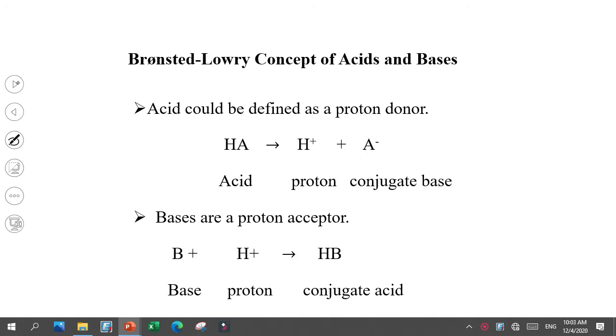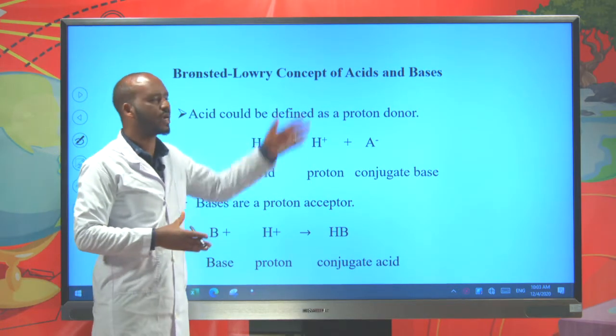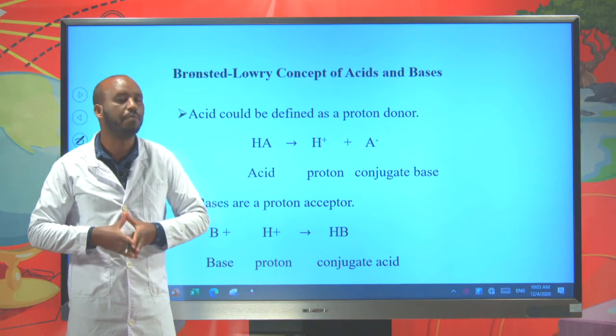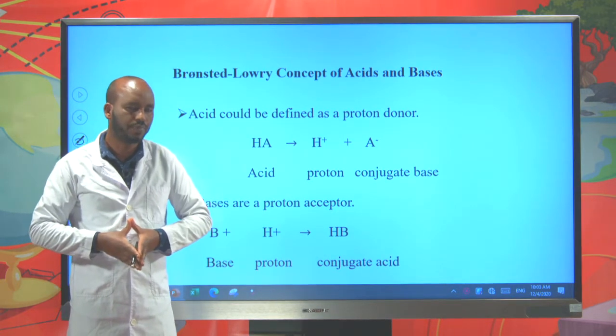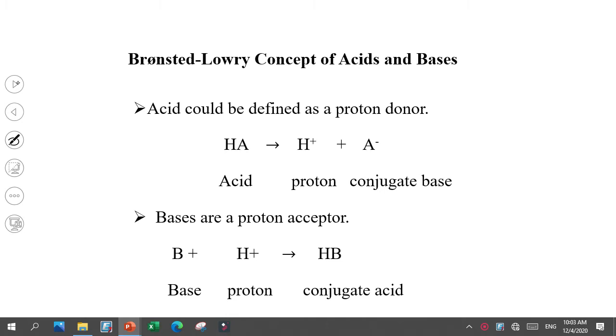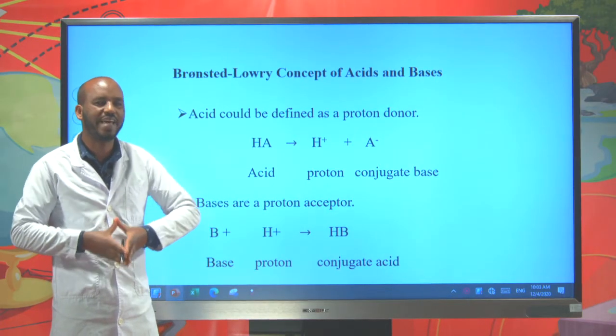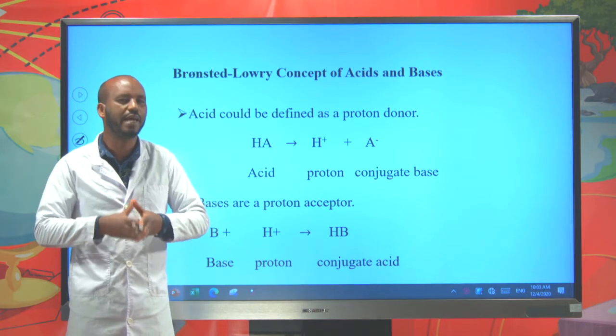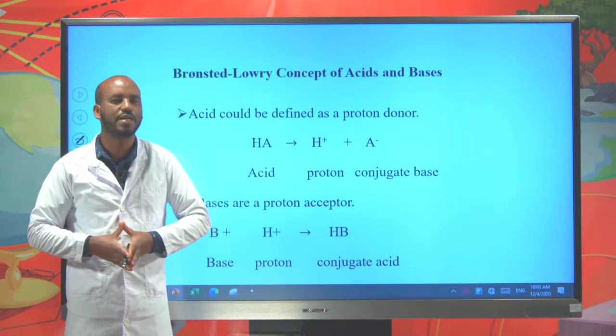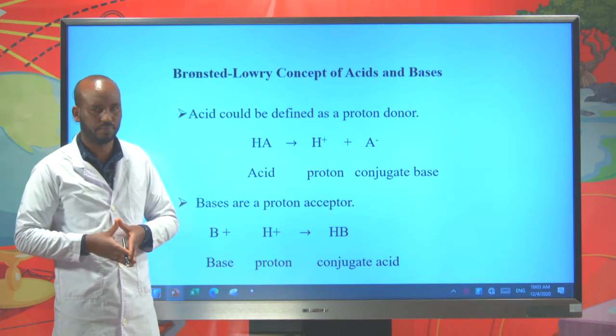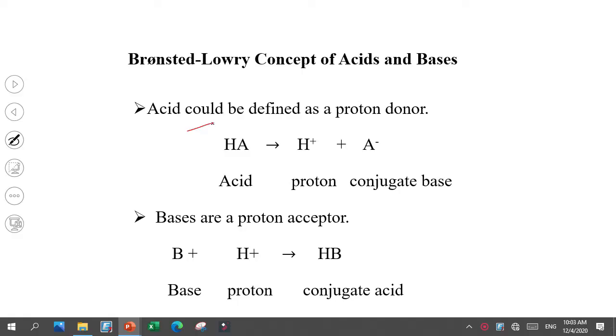Bronsted-Lowry concept of acids and bases. This is a more general definition of acids and bases. Arrhenius has some limitations: the Arrhenius definition is limited to only aqueous solution, but there are a number of reactions that can take place in the gas phase and in non-aqueous solvents. Now, the Bronsted-Lowry concept is a more general definition than Arrhenius' definition.